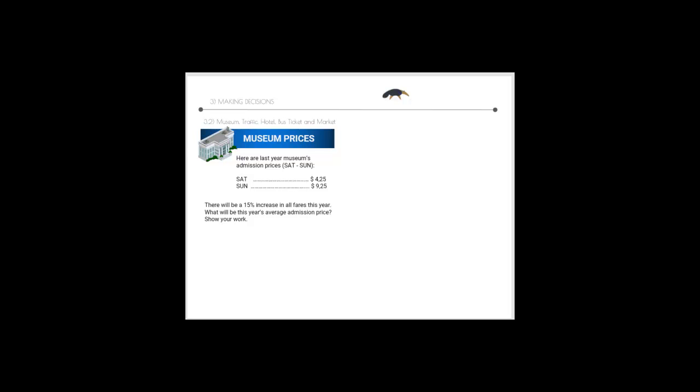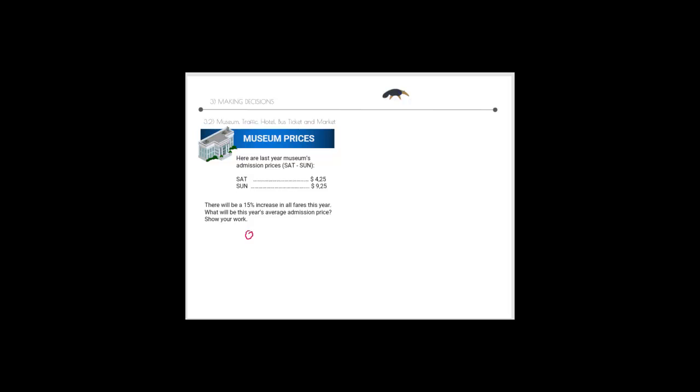Museum prices. Here are last year's museum admission prices. Saturday $4.25, Sunday $9.25. There will be a 15% increase in all fares this year. What will be this year's average admission price? Show your work. We'll elaborate two options for doing this problem.